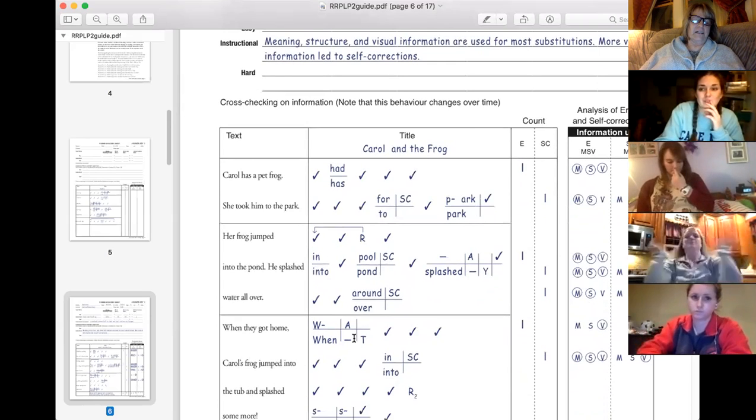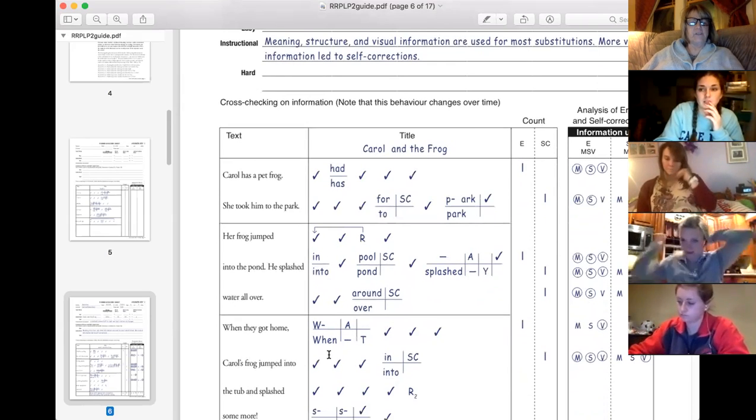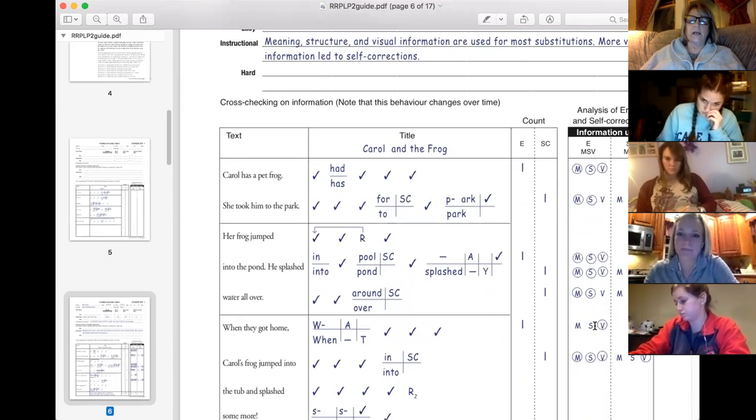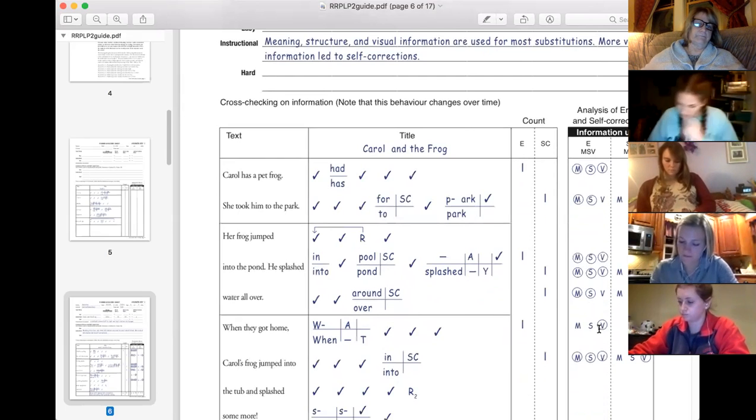Now, I did this on purpose because even if they just say one letter, we have to MSV that. So even though the child just said "wh" and then appealed, you know she used some visual. So you have to give that visual information. If the child said nothing, you don't MSV it, right?